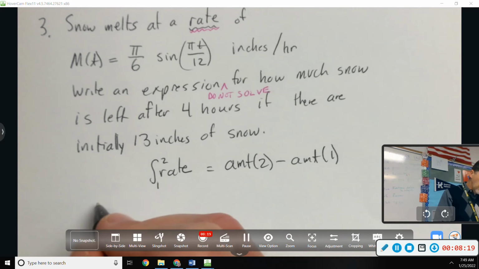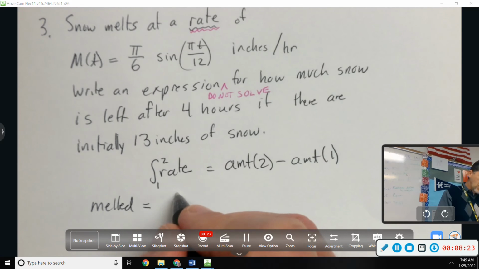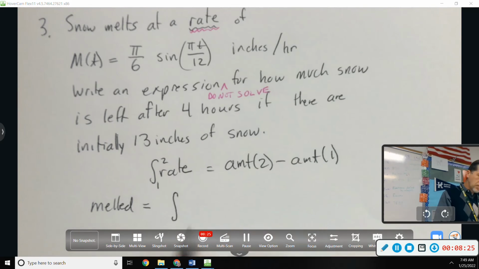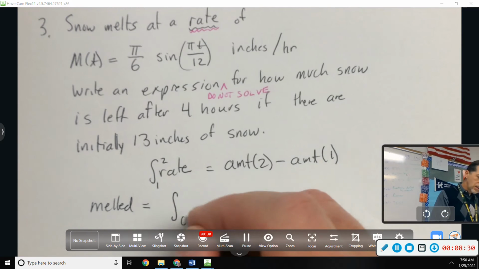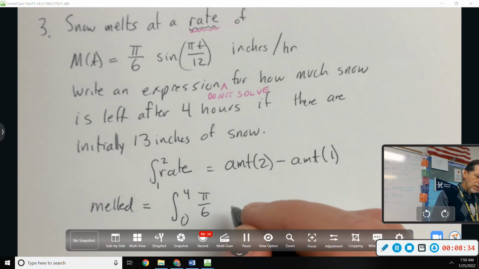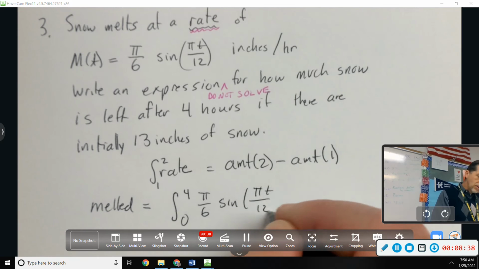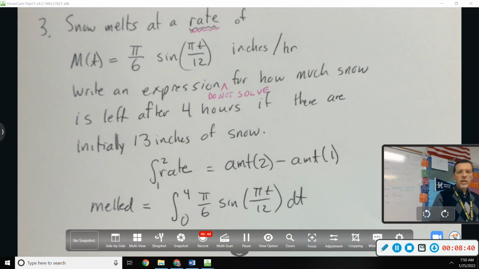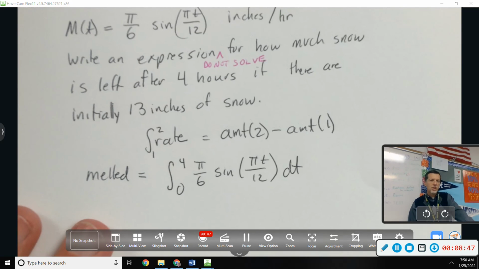So the melted snow, or how much is melted, would be the integral from what to what? 0 to 4 of the rate. So I'm just going to put the rate in there. Pi over 6 sine pi t over 12 dt. Who knows what that is? Who cares? It's a calculator problem. So that's how much is melted in 4 hours.